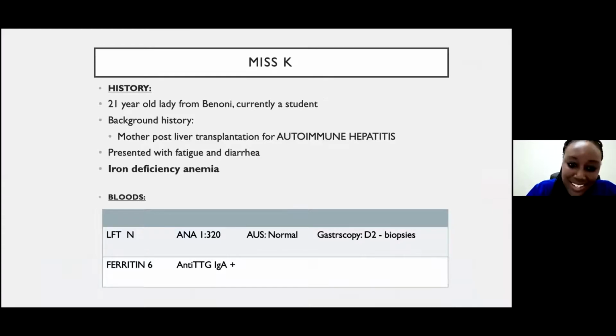On her bloods, she had an anti-TTG that was positive, an ANA that was 1:320 on titer, and we did a gastroscopy and did particularly duodenal biopsies.